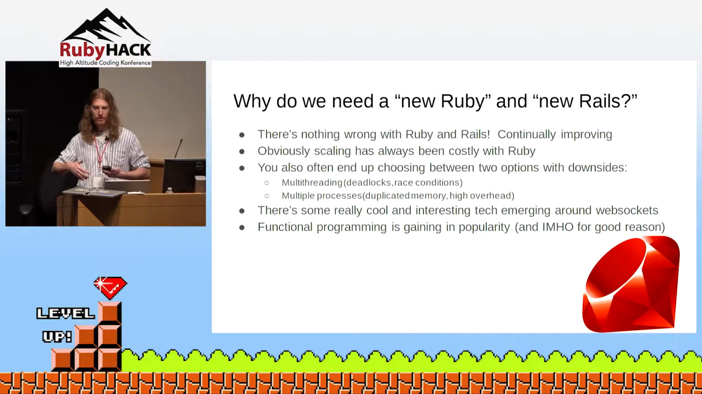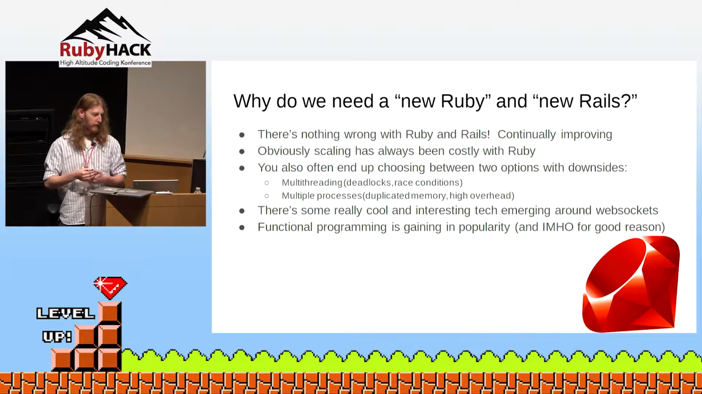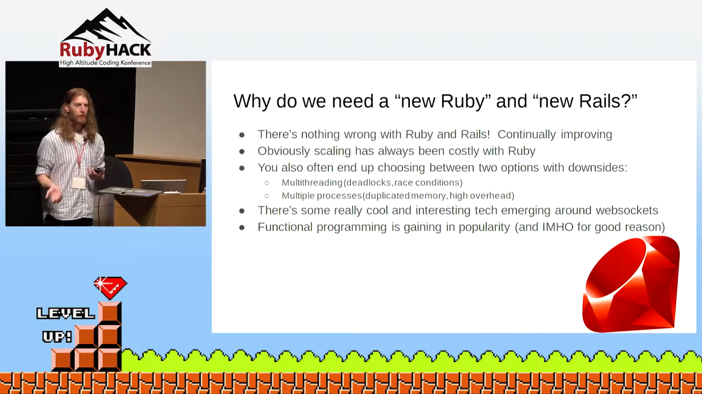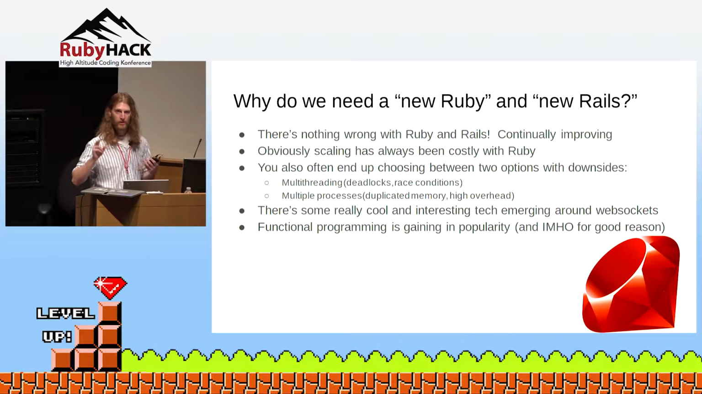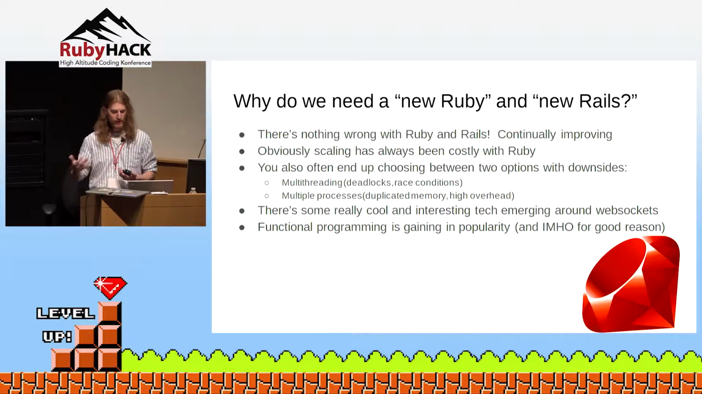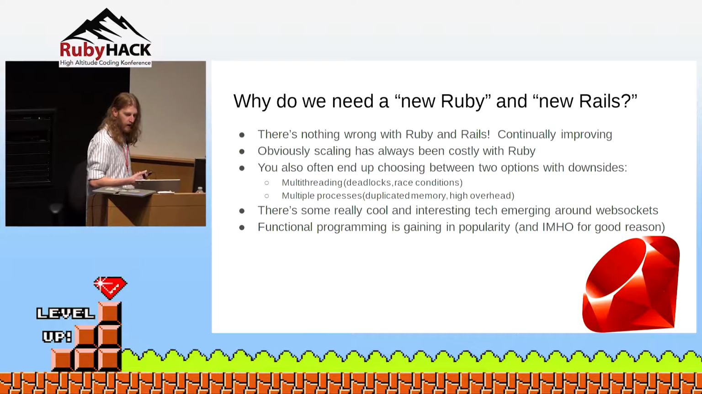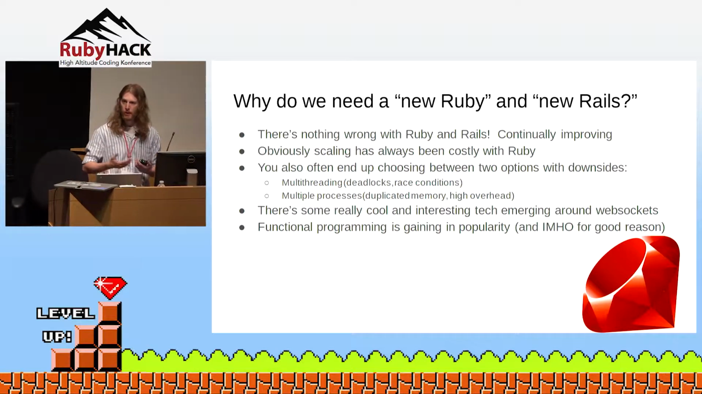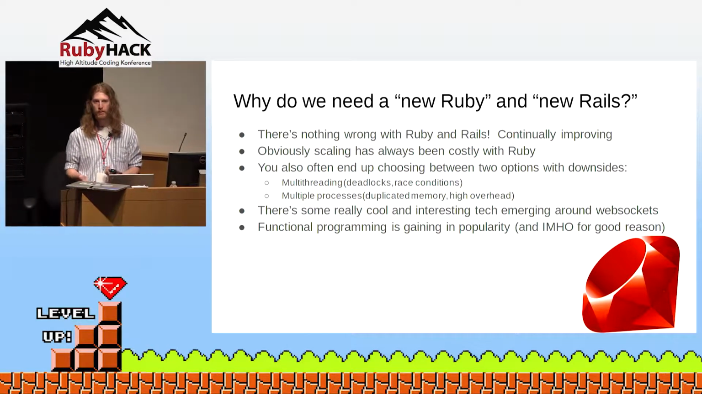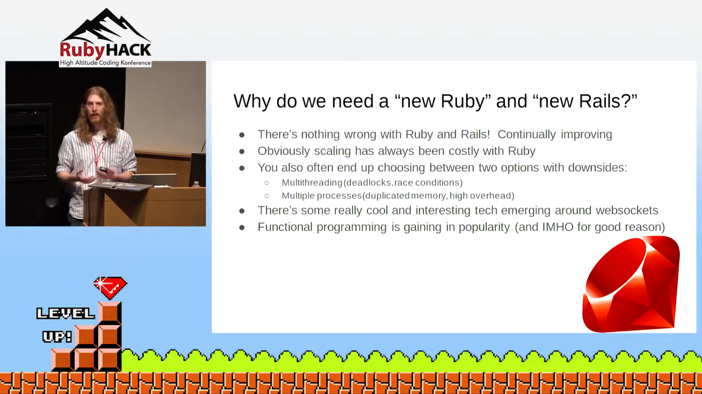So there's no reason, you know, like I've seen some people in the Elixir community refer to Ruby and Rails as essentially deprecated, and that kind of bothers me because I don't think in any way that it is. It's still a great platform. But there are some trade-offs that you make when you adopt Ruby and Rails. One of them is scaling.